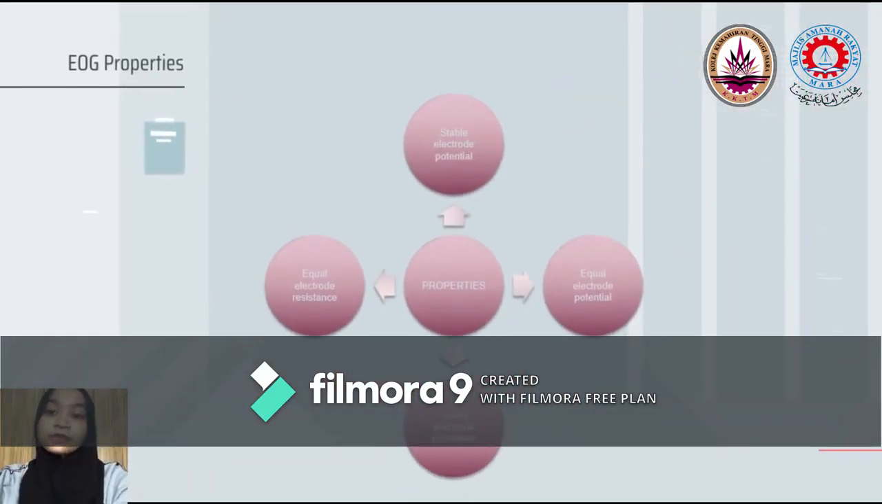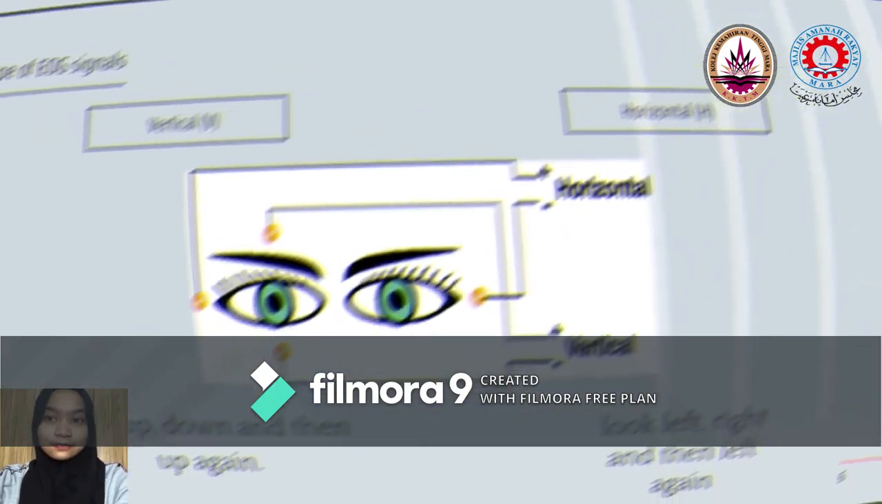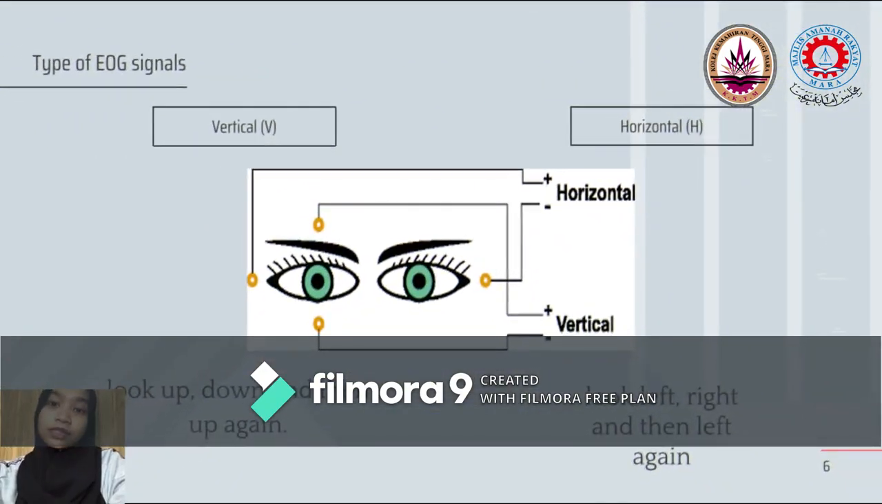So, let's move on to the next topic, which is properties of electrodes. There are 4 EOG electrode properties, which are stable electrode potential, equal electrode potential, equal electrode resistance, and low electrode resistance. There are 2 types of EOG signals. Firstly, vertical signal. Secondly, horizontal signal.